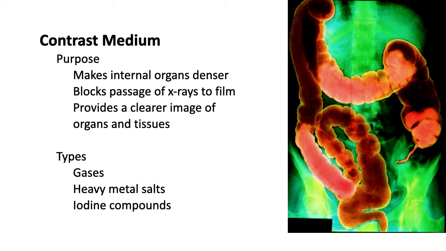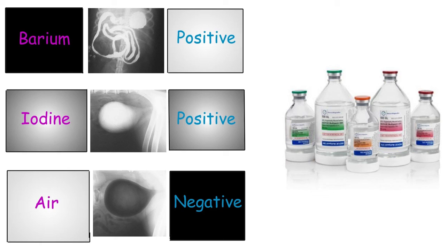But you have three types: gas, heavy metal salts and iodine compounds. The heavy metal salts and iodine compounds are positive, which block the X-rays, and then we have gas, which is negative. Gas cannot block the X-rays because it has a low atomic number. I hope you remember that. So here we have a sample of positive and negative contrast medium, okay. It's very important for you to know that.